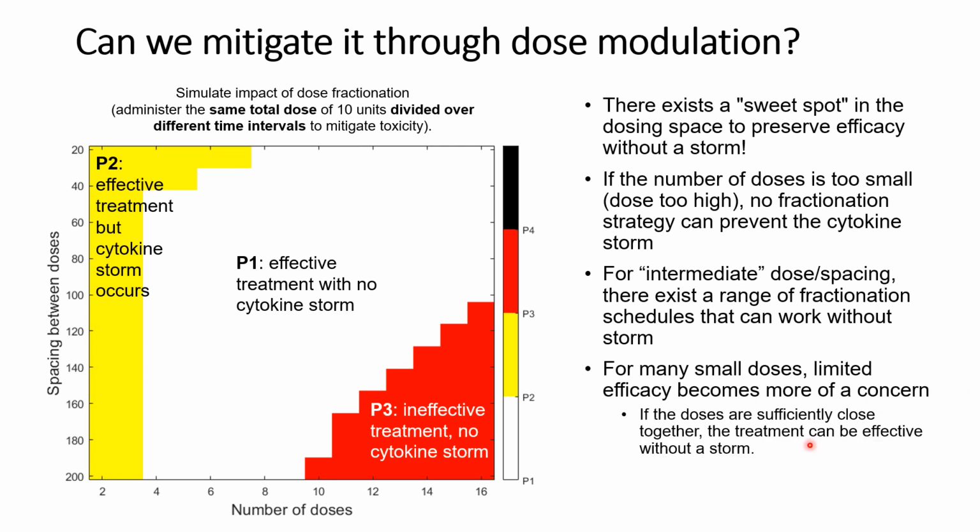And if the doses are sufficiently close together, the treatment can be effective without a storm. So this region over here. If one were to test out things, to devise strategies, this is maybe something to think about. And of course, if the doses are spread out too much, treatment is unlikely to be effective. We saw that in some cases that I showed earlier.